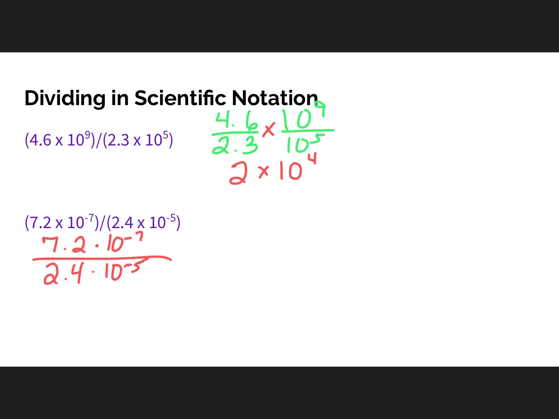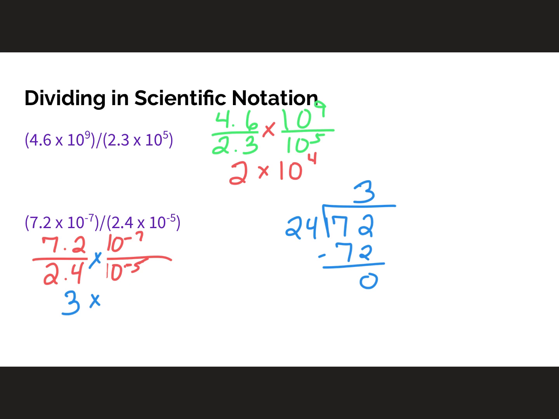Again, I'm going to erase this right here and pretend like these are two different exponents. Okay, so 7.2 divided by 2.4 is, let's see. So remember that we have to move this decimal over. So we move this decimal over so neither one of them has a decimal. The bottom is a 24. How many times 24 go into 72? I'm going to say 3 times. 3 times 4 is 12. 3 times 2 is 6. Carry the 1 is 7. Yep. So it's 3. So I get 3 times 10 to the negative 7 minus negative 5.